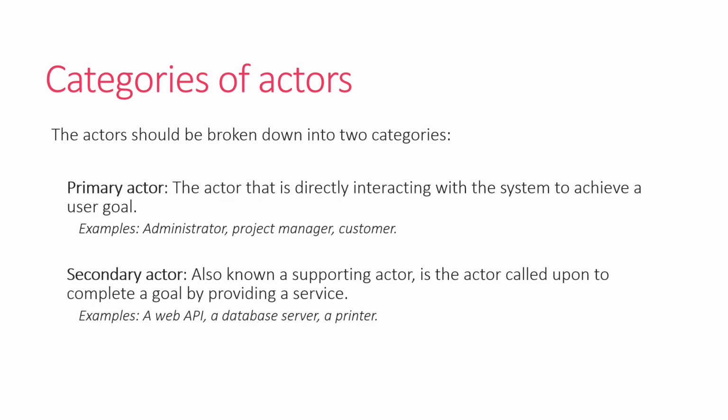And in a simpler way, we can also have a printer. A printer practically does one activity. For example, if an administrator or a project manager needs to print something, they can use a printer, so that will act as a secondary actor.